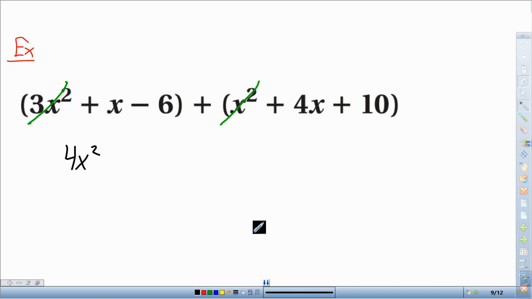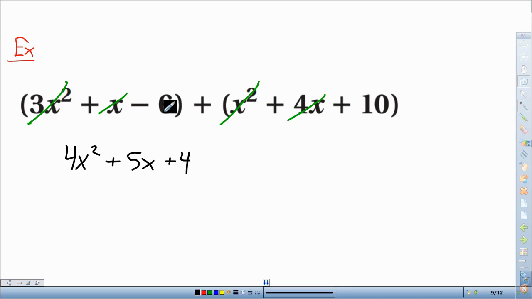Okay, so moving down the line, I'm now looking at the next variable to the next biggest exponent, and I see these x's to the power of 1. Yeah, those are like terms. I can combine them. A 1x and a 4x gives me a positive 5x. Okay, and again, after you combine them, cross them out. Okay, last thing, I notice I have some constants, just some numbers by themselves. I can go ahead and combine these. A negative 6 plus 10, or a 10 minus 6, gives me a positive 4.